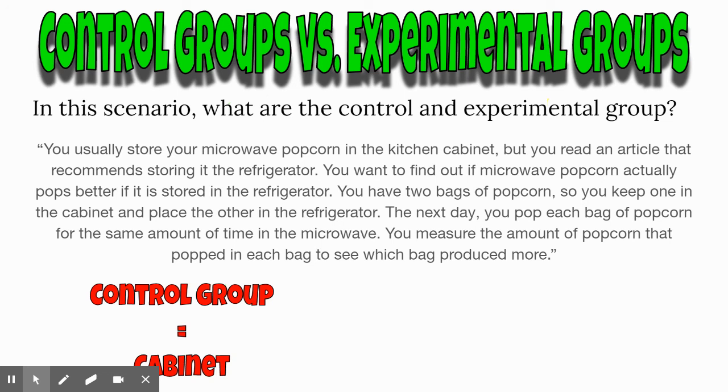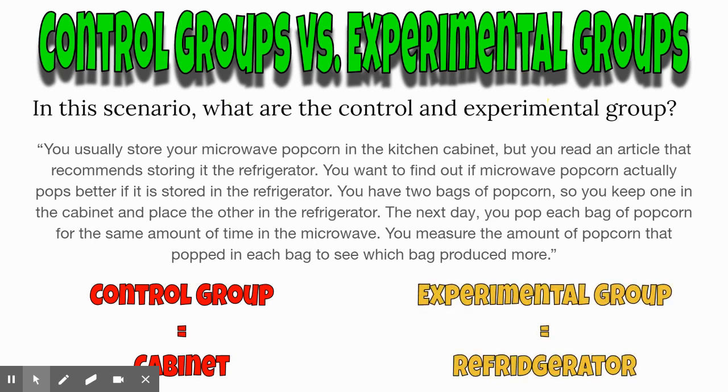And in the experimental group, we didn't change anything except that we put it in the refrigerator. That's the only thing that changed. We only tested one variable. We didn't test different brands. We didn't microwave them differently. They were microwaved the same. So the experimental group is the refrigerator group. All of the popcorn bags that were in the refrigerator fall into that experimental group.